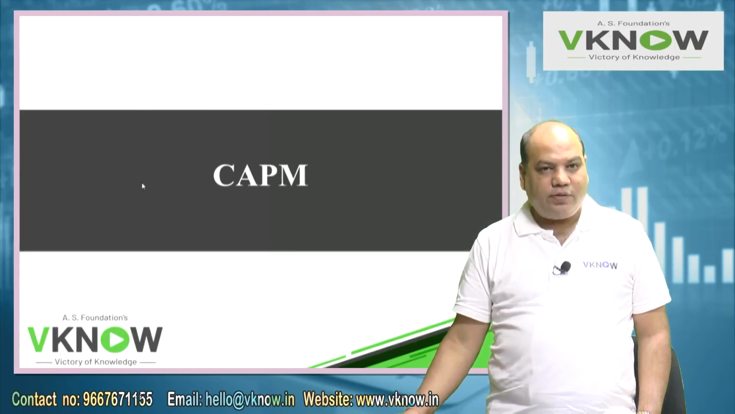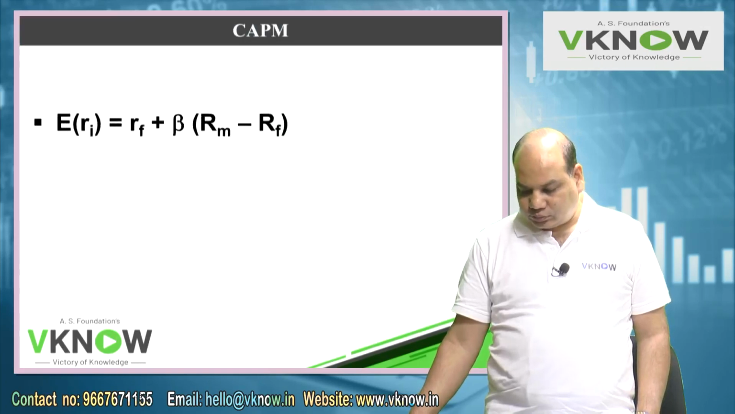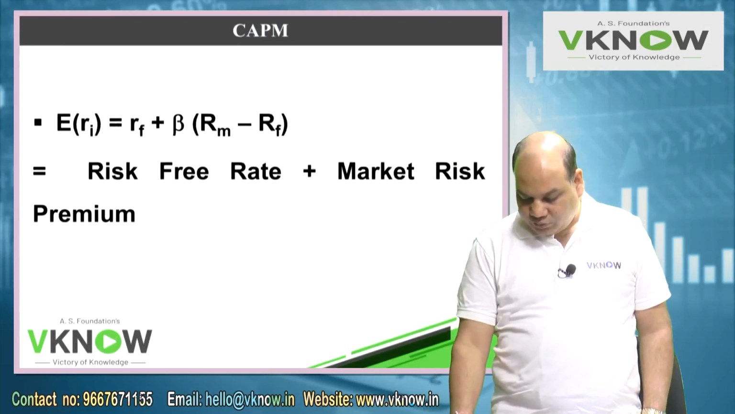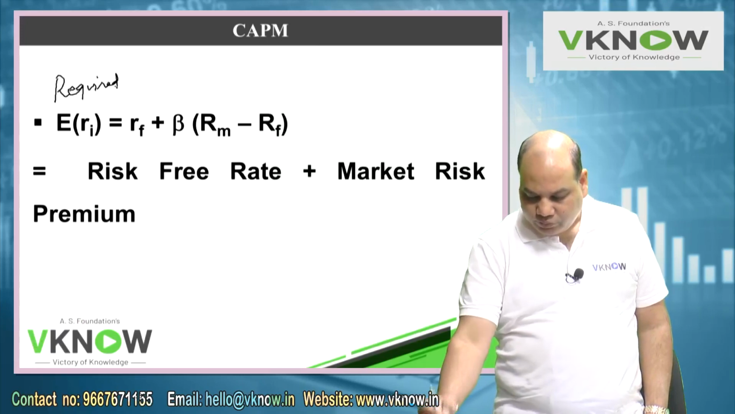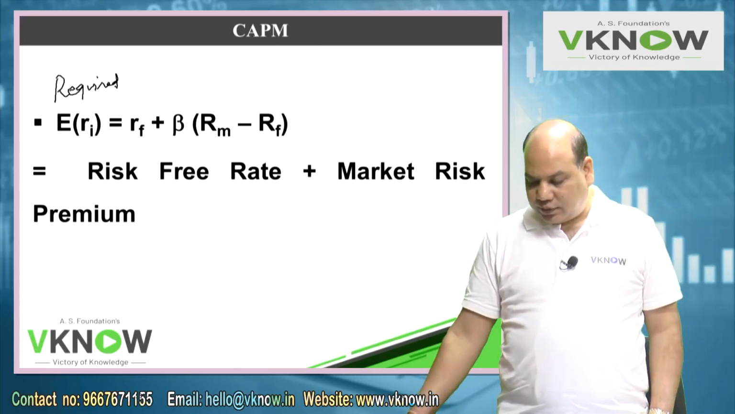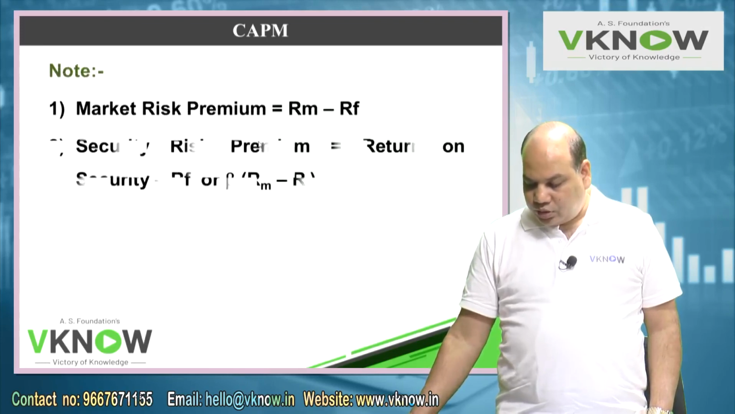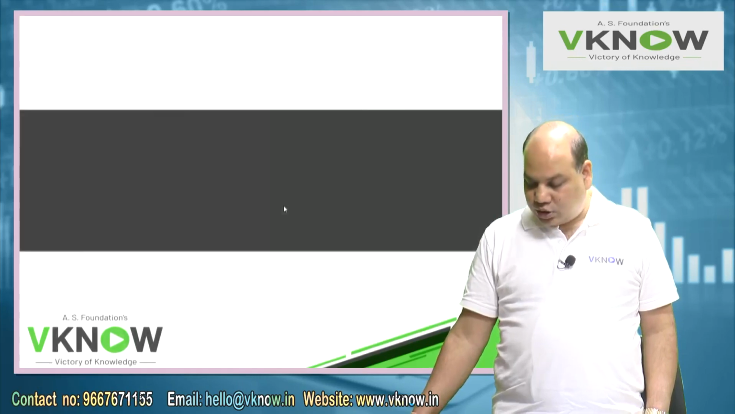Now we'll come to the world famous Nobel Prize winning CAPM model. As per CAPM, the expected or required return is equal to RF plus beta into RM minus RF. RF is the risk-free rate, RM minus RF is called market risk premium, and beta into RM minus RF is called security risk premium.